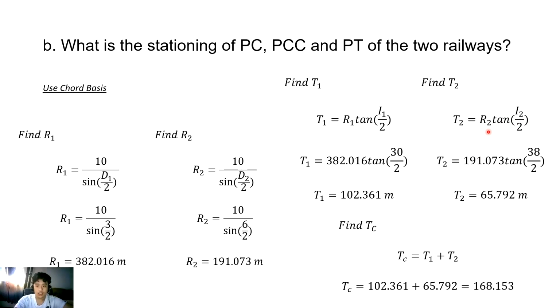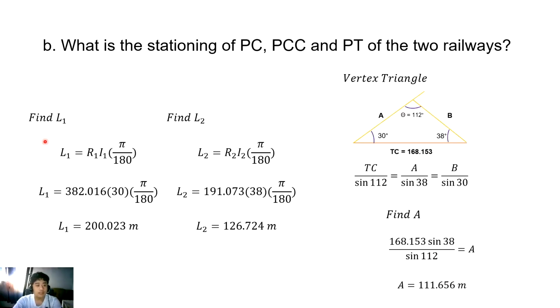Sa T2 naman, R2 times tangent I2 over 2. Then, substitute lang natin yung R2. So, 191.073 tangent 38 yung I2 natin over 2. Then, we'll get 65.792 meters. So, kung mapapansin natin, maliit lang din yung discrepancy nila sa arc basis. So, ngayon, para makuha ulit natin yung line TC or yung kabuuan ng dalawang T, makukuha natin yung 168.153 pag pinag-add natin yung T1 at T2.